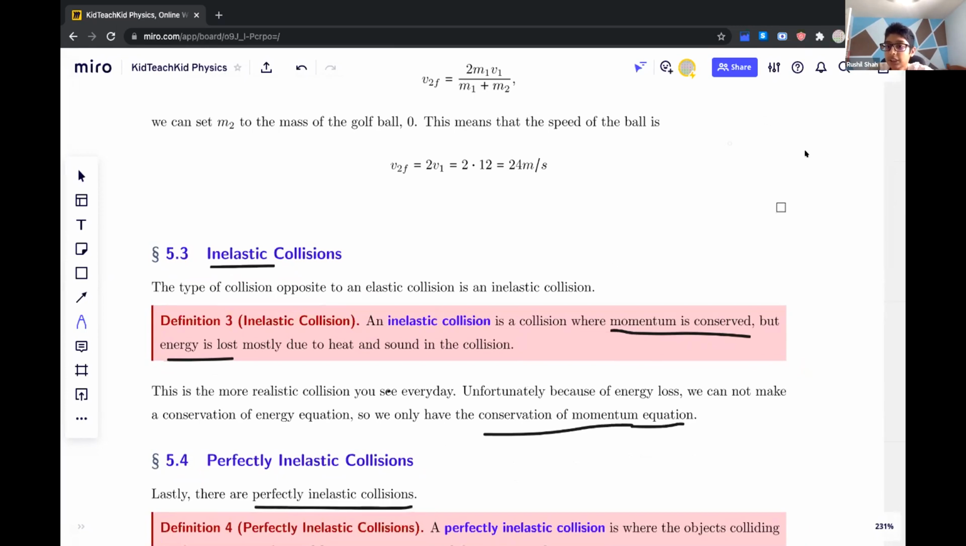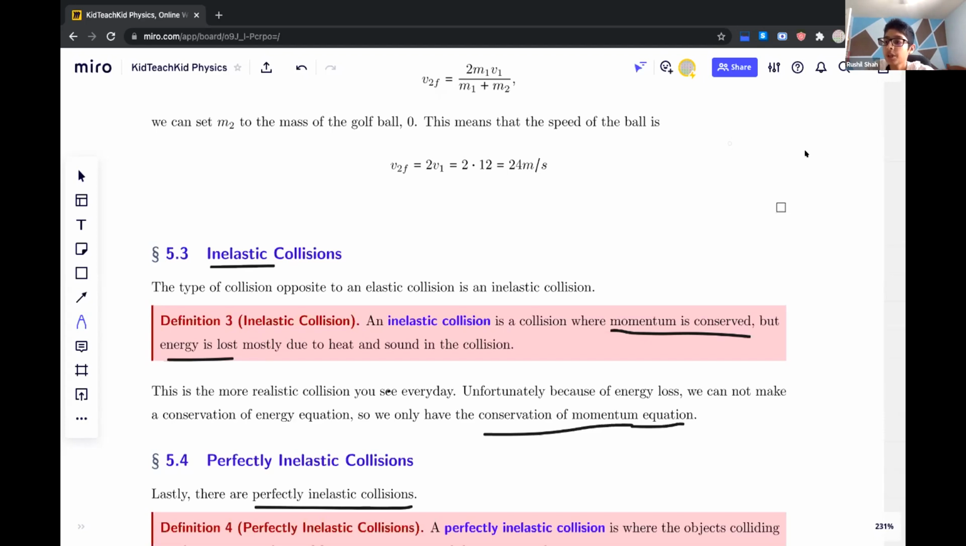Oh, where are elastic collisions used in real life? Okay, there are no elastic collisions in real life. Never, because energy is always lost in every single collision. It's impossible for there to be an elastic collision. However, whenever very little energy is lost, we can use elastic collisions to approximate something.